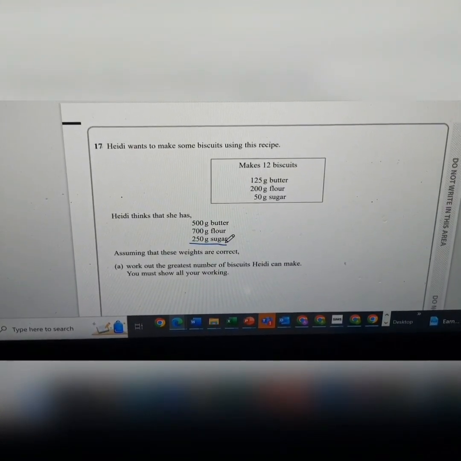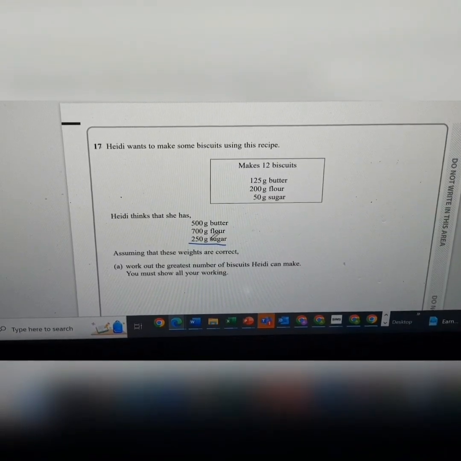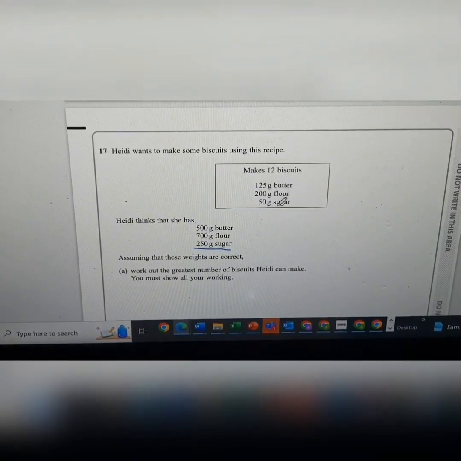So we'll start with the sugar amount. So 250 grams of sugar, and she can use 50 grams to make 12 biscuits. So 250 divided by 50 is 5. So she can make 12 times 5 biscuits with that.